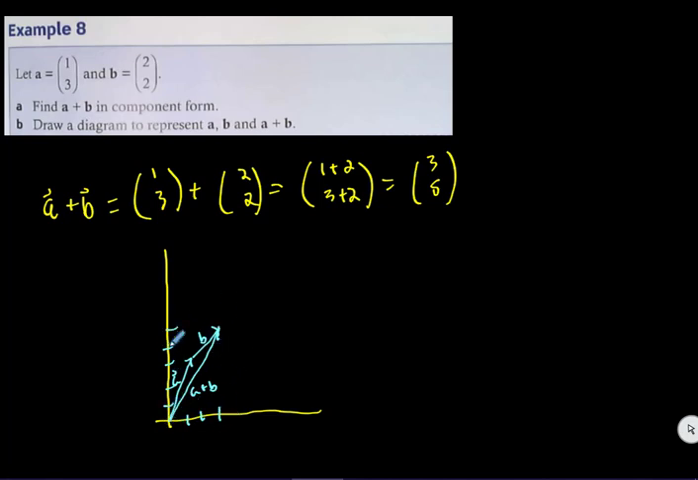You can see how that works geometrically as well, and see how all this fits together with the algebra and with the geometry. So let's go ahead and look at the next one. It says let a equal 1, 2. Find 2 times a, 3 times a, negative a, and negative 4a.